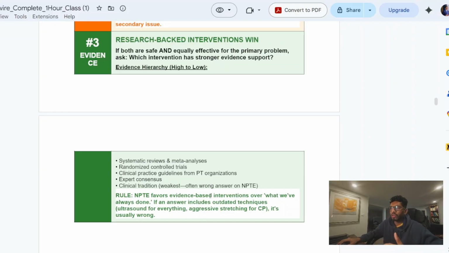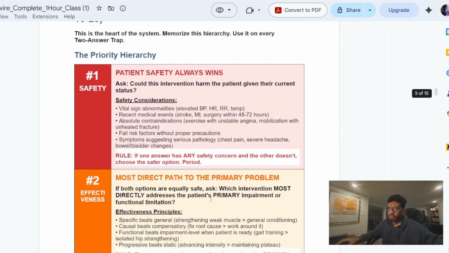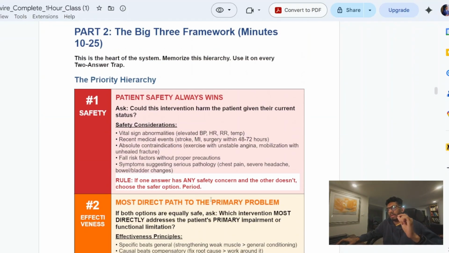So you need to look into the safest option, the direct path to address the primary concern, and which has the highest evidence. So that will be the way to choose your answer based on the priority hierarchy.